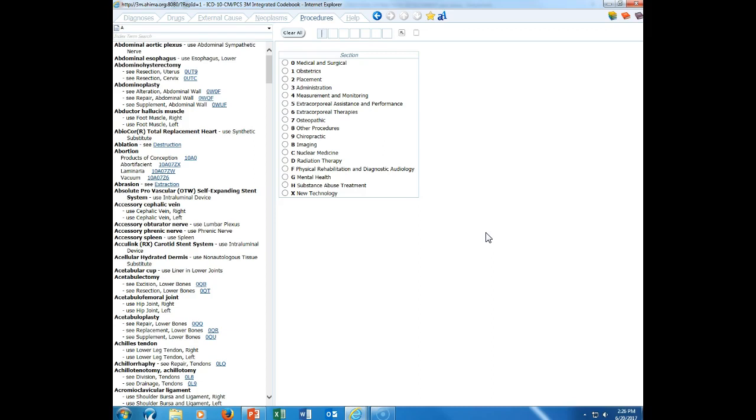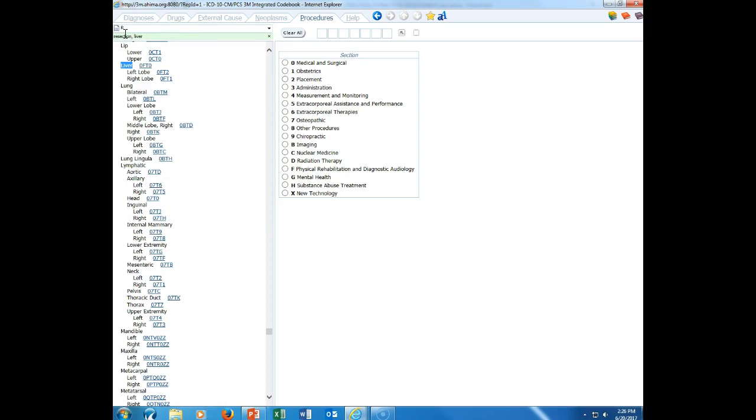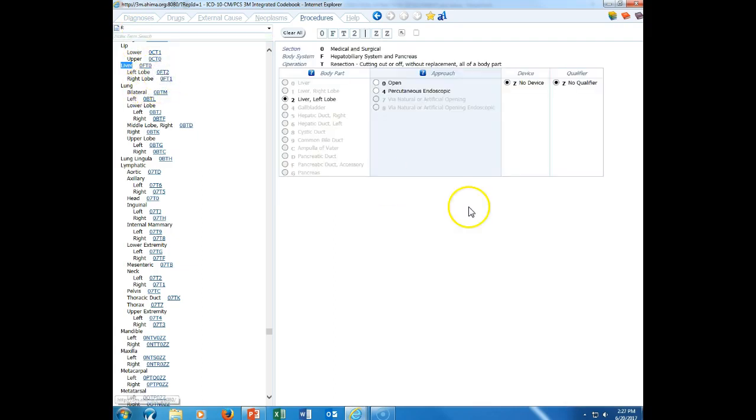In this first example, they're taking out the left lobe of the liver, and I want you to note that the root operation is resection, and that's because they're taking out an entire lobe of the liver. So in the index, if you put in excision of the liver, you can see that you have the option of the right or the left lobe. In this example, it was the left lobe. And so basically at this point you are only choosing the approach, and because it doesn't tell us an approach, we choose open, and that's how we come up with that code.